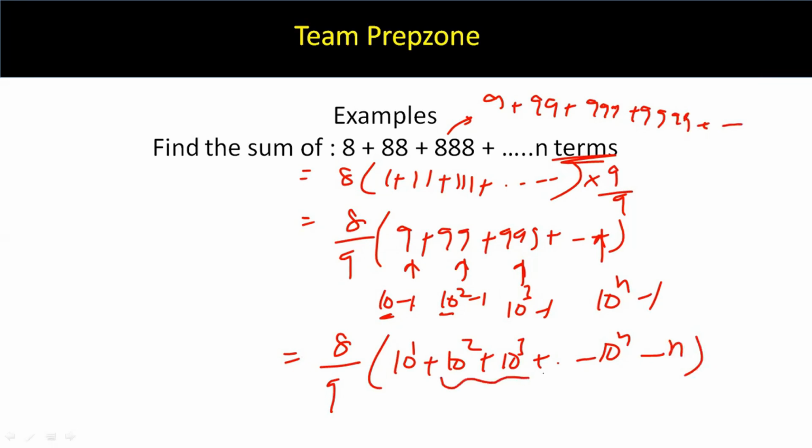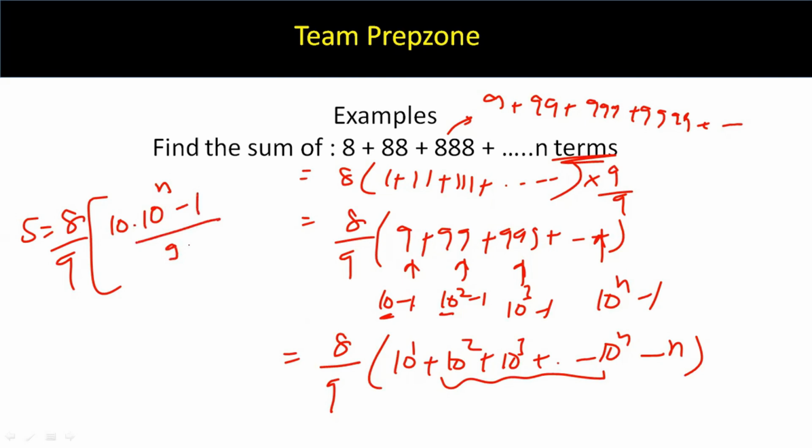Now, what is this? It's your GP, right? So what will you write for it? 8/9. What is the sum of a GP? A into R. R is 10 to the power n -1 upon R -1. R -1 is 9. Right? This is the sum of a GP, direct formula, -n. And this becomes your final answer.